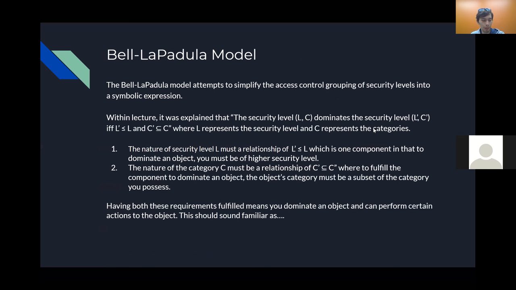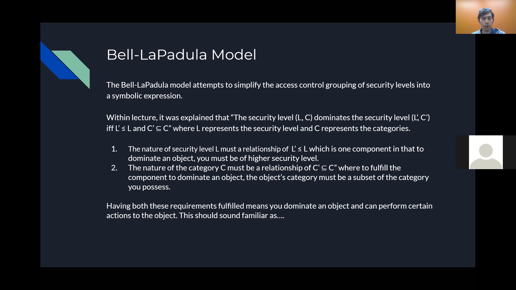Moving on, one very confusing topic that was brought up was the Bell-LaPadula model. In my expression, the best way to simplify the model is that it attempts to simplify the access control groupings of security labels through a symbolic expression. Within the lecture materials, you will come across the lecture slides that say the security level of L and C dominate the security levels if and only if the security level of the target is less than the security level that you currently have, and that the category of the target is within the subset of what you have as well, where L represents the security level and C represents the category that you're trying to access.